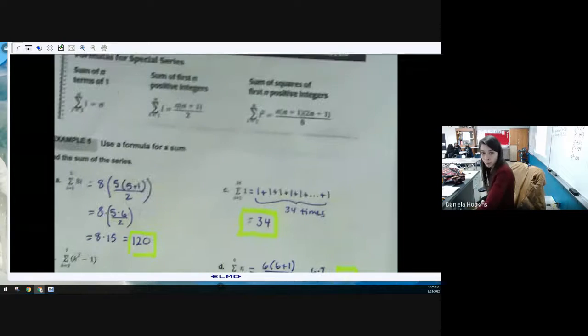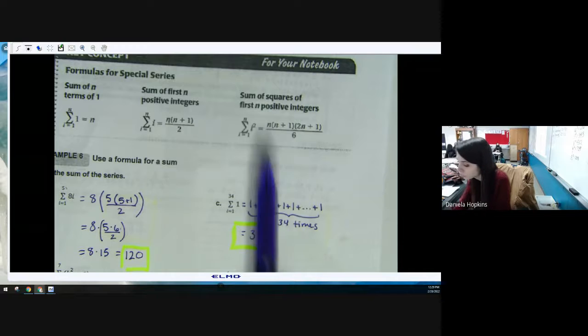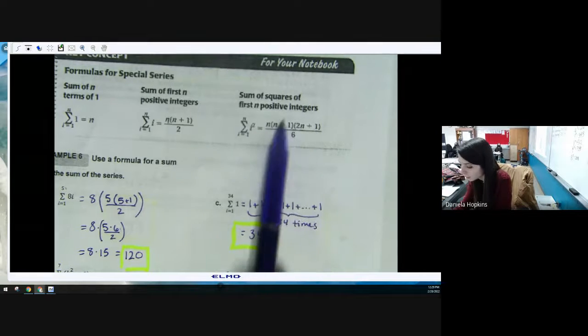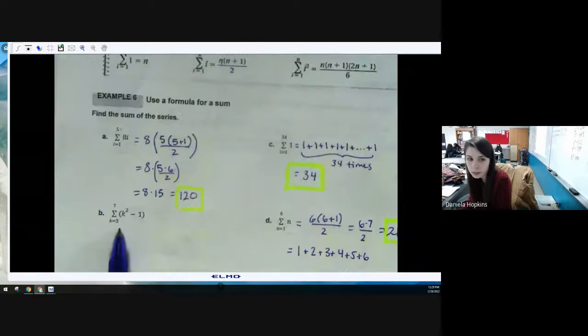This last rule, I apologize, I don't have a version of it in your notes. It definitely is in your homework, but not in your notes. It's the sum of squares of first n positive integers. And so again, it's this complicated rule with your upper bound. It'll be divided by 6. It does not work for part B, and it doesn't work for a couple reasons.